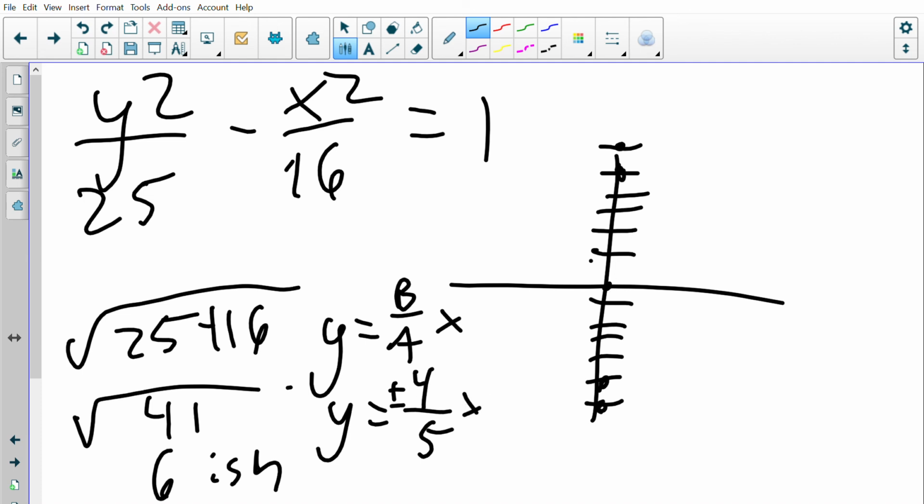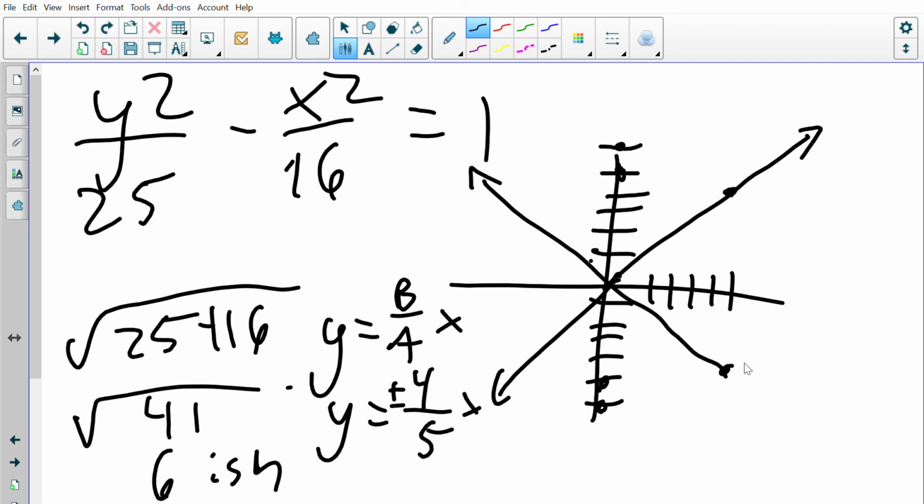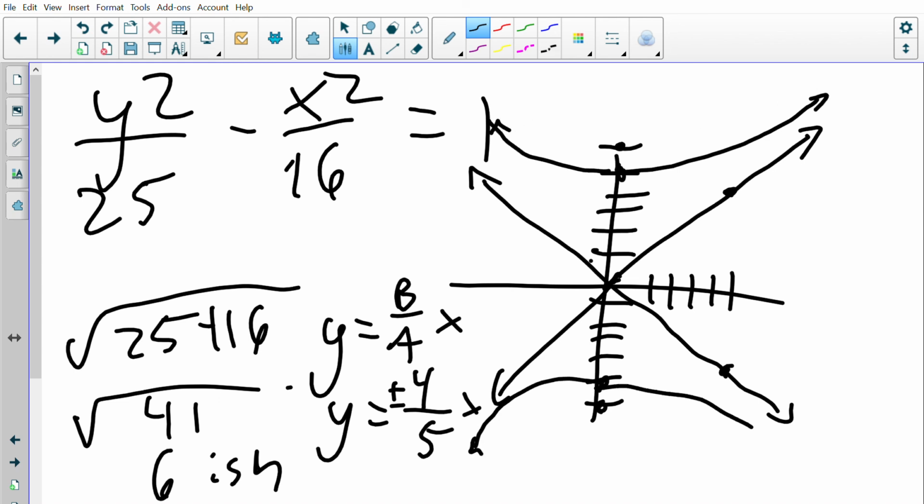So from the center it says up 4, 1, 2, 3, 4 over 1, 2, 3, 4, 5. So there's my first boundary. My second boundary says to go down 4 over 5. There's my second boundary. So my hyperbola starts here to the boundaries, to the boundaries. From here to the boundaries, to the boundaries. And then I can go back and erase.